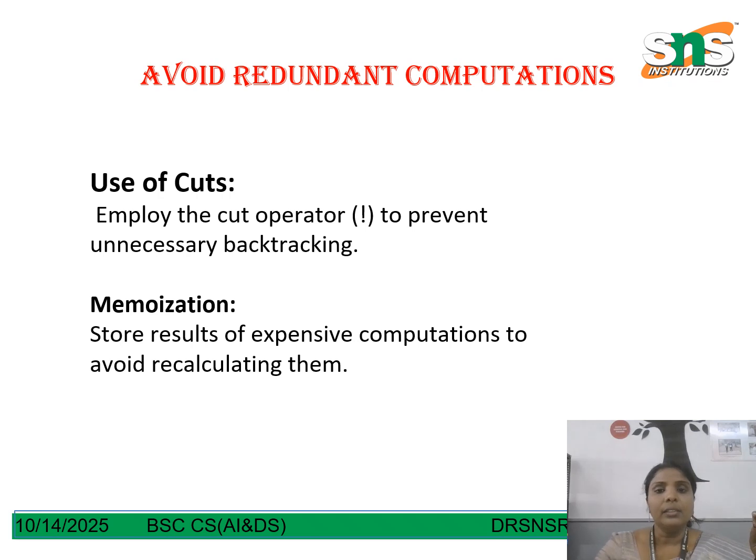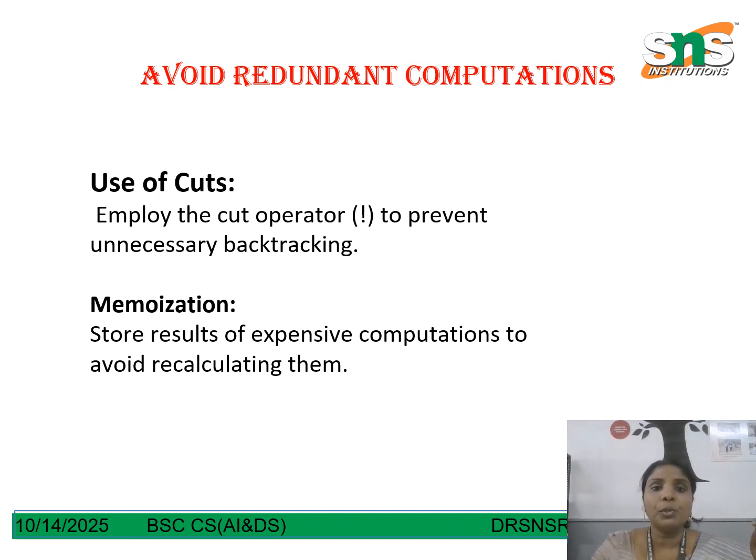First, we see how to avoid redundant computations. When teaching the concept of avoiding redundant computations in Prolog, you can explain that it refers to preventing the program from performing the same calculation or logical checks multiple times unnecessarily. In Prolog, redundant computations often occur because of repeated goals or inefficient rule definitions that cause the interpreter to re-evaluate the same subgoals during backtracking.